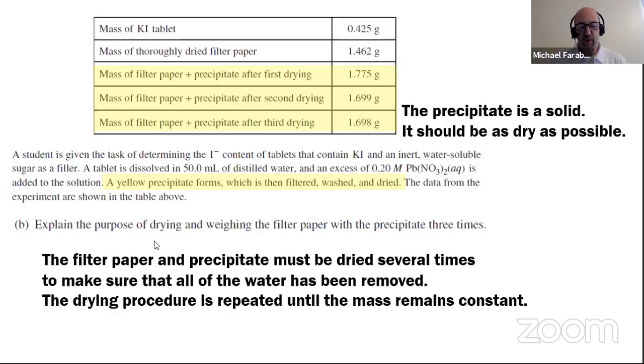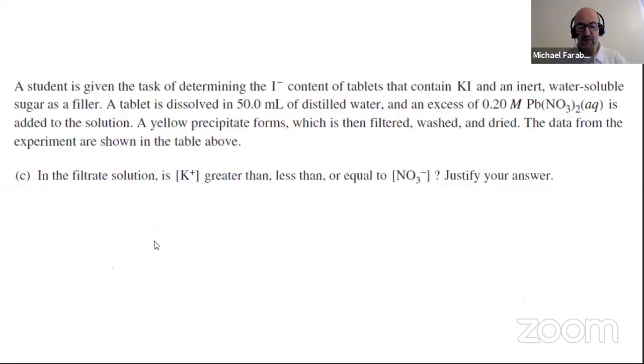All right, well, that takes care of part B. Part C is a little confusing at first. In the filtrate solution, is the concentration of potassium greater than, less than, or equal to the concentration of nitrate? So you might wonder, what exactly is the filtrate and what does this procedure look like? There wasn't an actual setup or an experimental diagram other than a table.